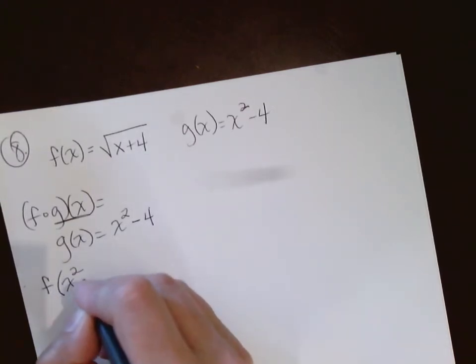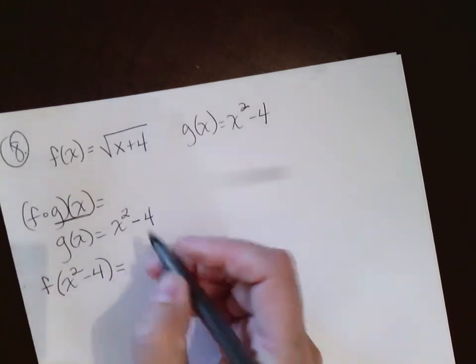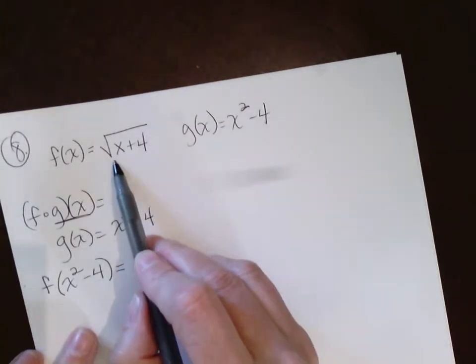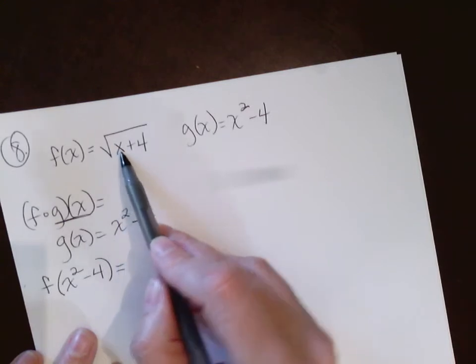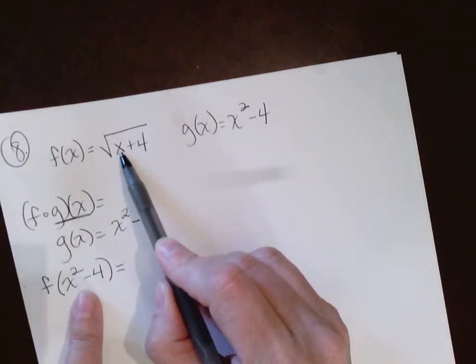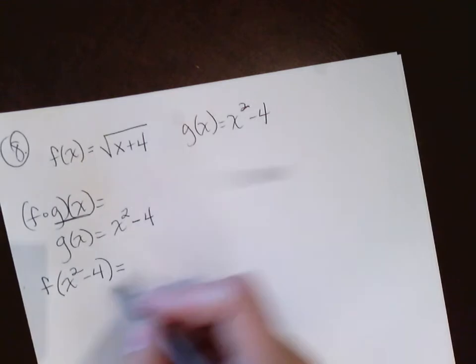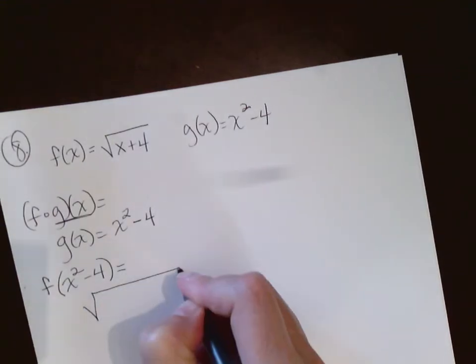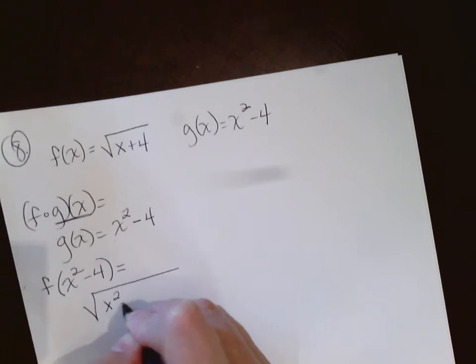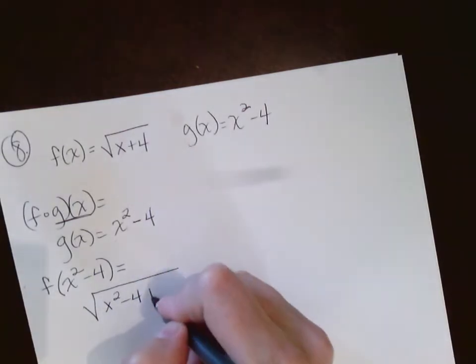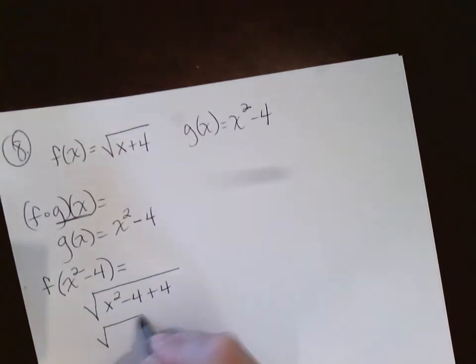So f of x squared minus 4, which means go to your f function, and wherever you see the x, which is right here, instead of writing x, you're going to write x squared minus 4. So when I do that, I'll have the square root underneath there. Instead of x, you'll have x squared minus 4. Bring down that plus 4. The square root of x squared.